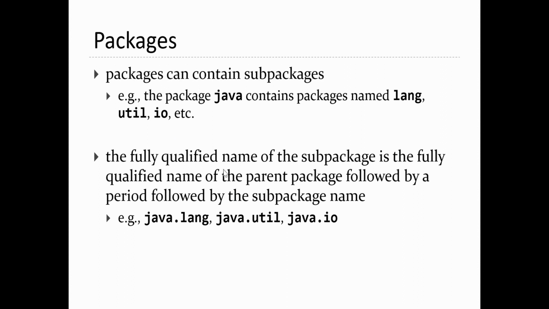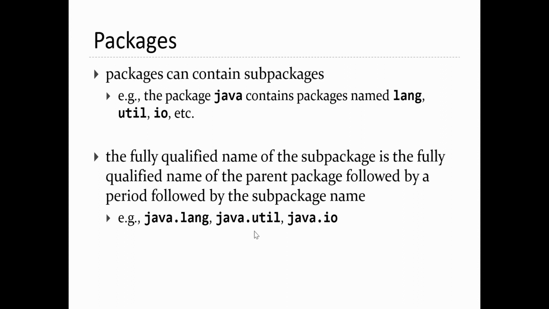So once you start putting packages inside of packages, you need to decide how you are going to name these packages, right? So there's something called the fully qualified name of a package. The fully qualified name of the package is just all of the packages stuck together. You take the parent packages. For lang, its parent package is java. So you write java, then a period, and then the name of the package, lang. So java.lang is the fully qualified package name of lang.